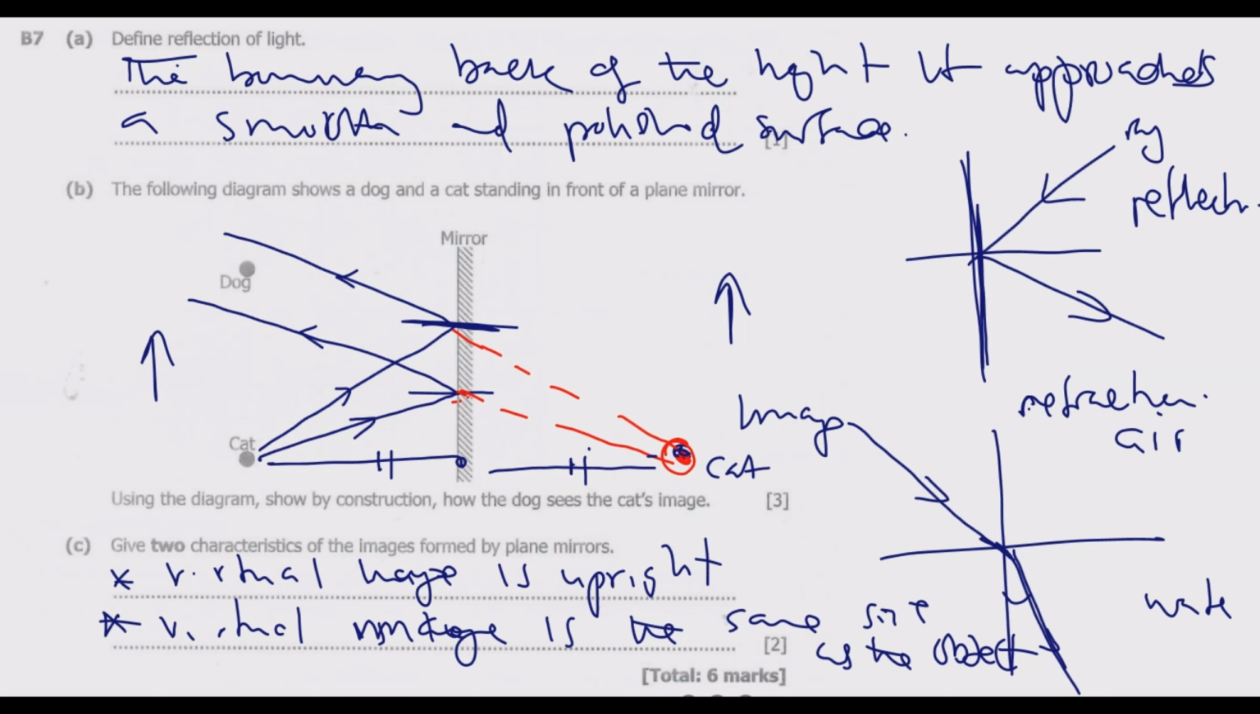You can also say that the virtual image formed, which is in this case the cat, is laterally inverted. So that is to say, if you're looking in the mirror, the right hand side will match the other side, and the left hand side will also match, in the way they face each other. That's what it means.